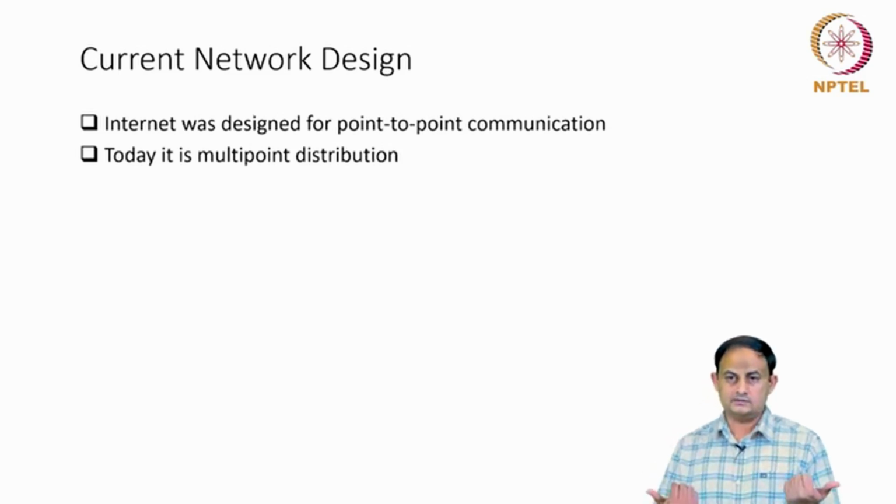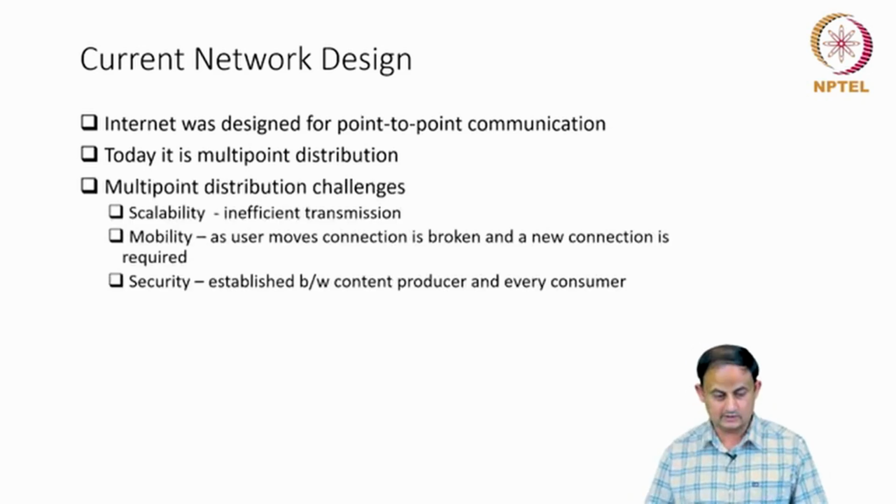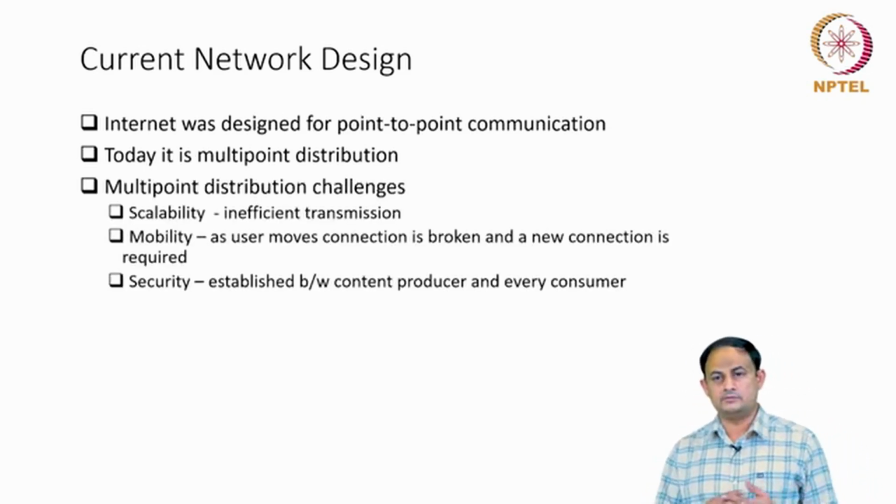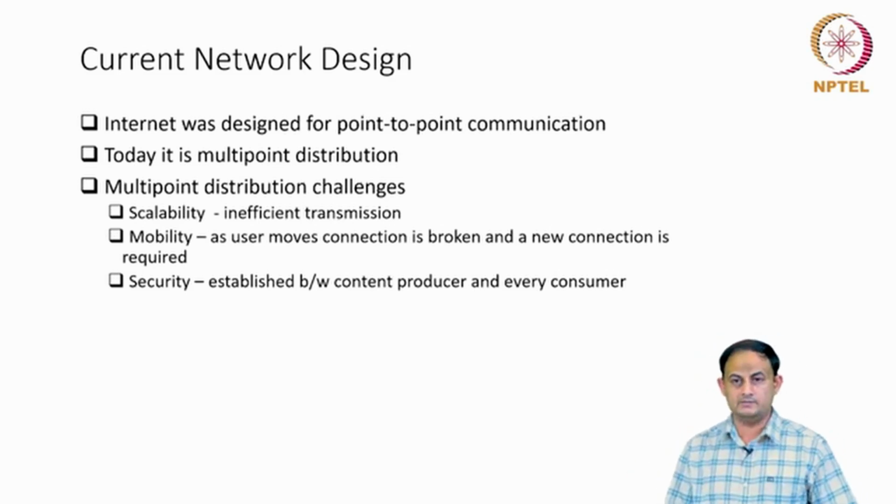So that is the question, and the process of downloading the content multiple times is called multi-point distribution. So content distribution is an issue. In multi-point distribution, there are many challenges. In the current IP network, one of them is scalability.